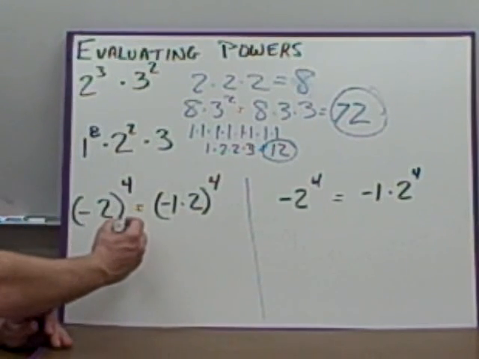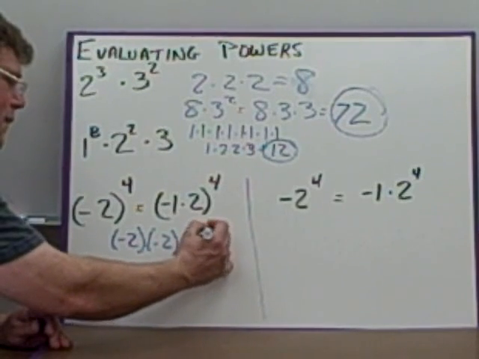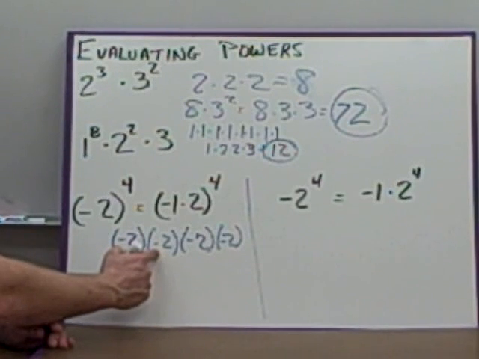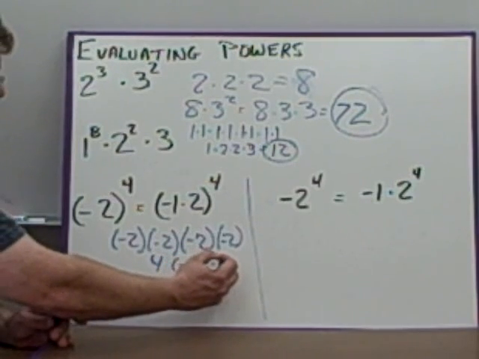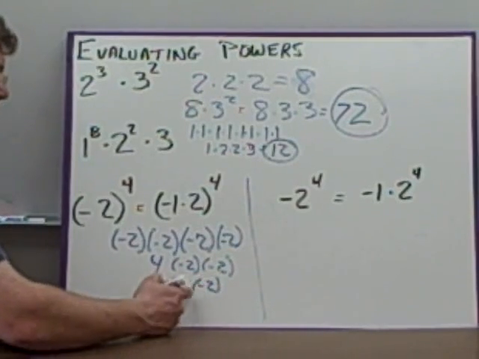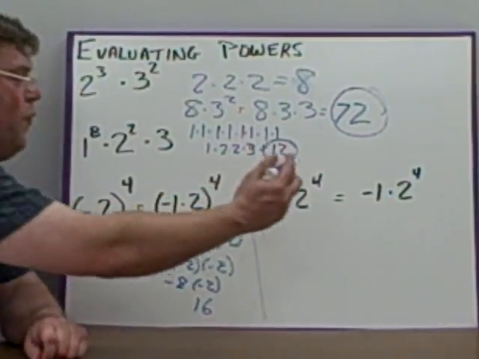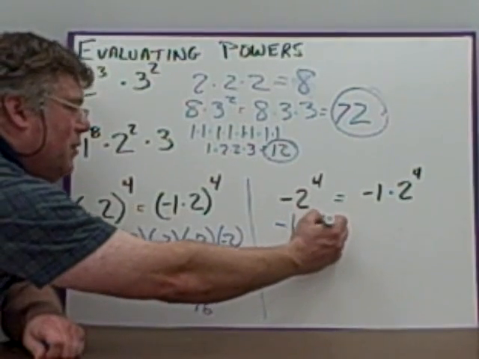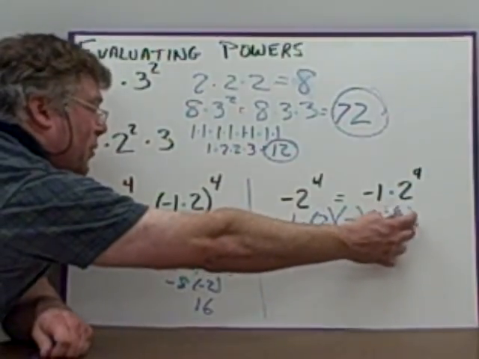So this one works out to be -2 in parentheses times itself 4 times, which is going to give you negative times negative is a positive, so that's positive 4. -2 times positive 4 gives you -8. -8 times -2 gives you a positive 16. Whereas over here, it's going to be a little different. This is going to be -1 times 2 times 2 times 2 times 2.